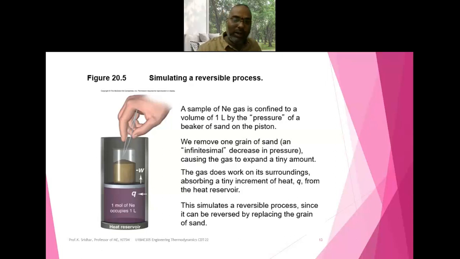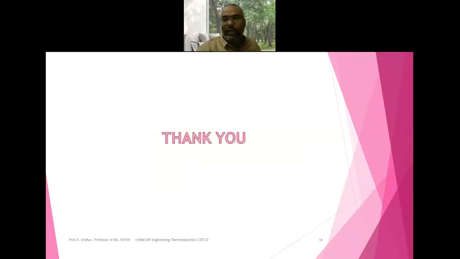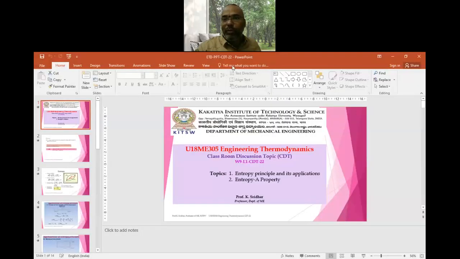In a similar manner we can have another example here. A sample of gas is confined in a volume of 1 liter by the pressure of a beaker. Whenever you remove just one sand grain, then another sand grain, and another, the deviation from the equilibrium state is infinitely small. So like that we can simulate this example as a reversible process. So like this we can study the entropy principle. Entropy principles are very important, and already we have proven that entropy is a property.